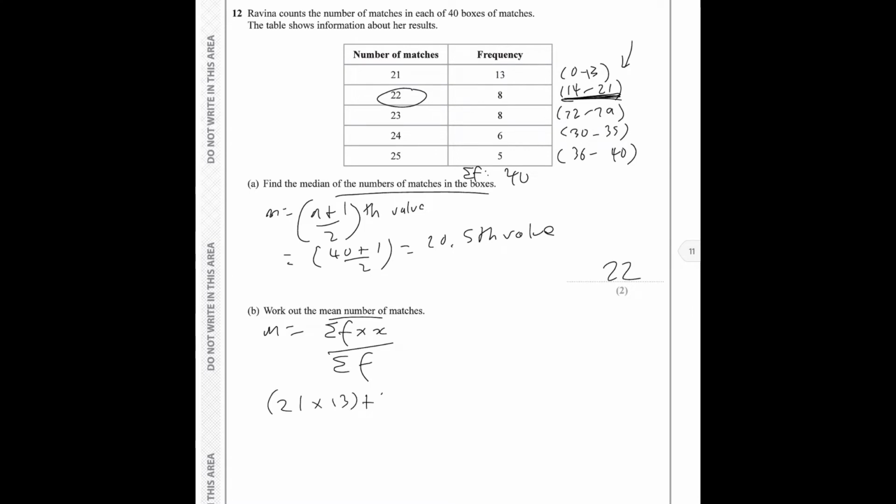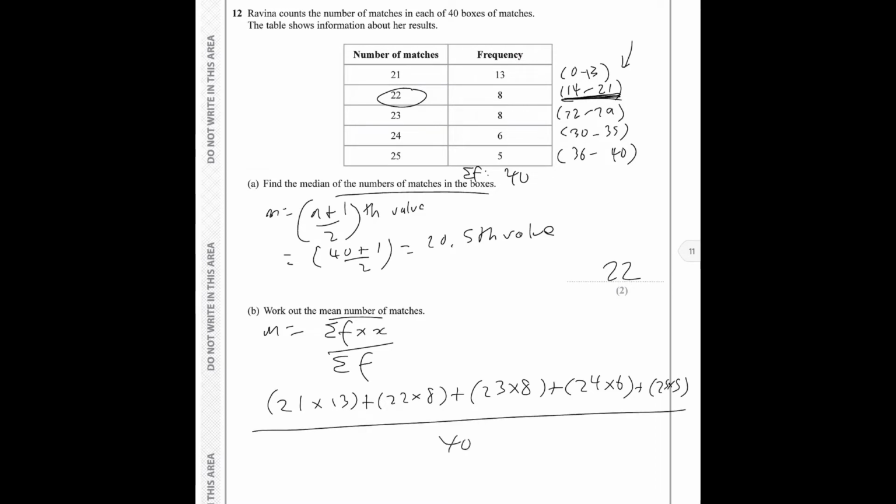So what you're going to do is 21 times 13 plus 22 times 8 plus 23 times 8 plus 24 times 6 plus 25 times 5, all divided by 40. That is about 40, so this should give you a value of about 22.55. Don't round it up, just leave it as that value. That should score you some good 3 marks.